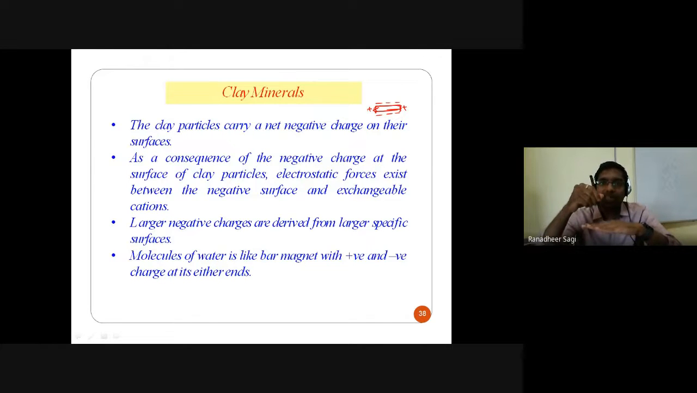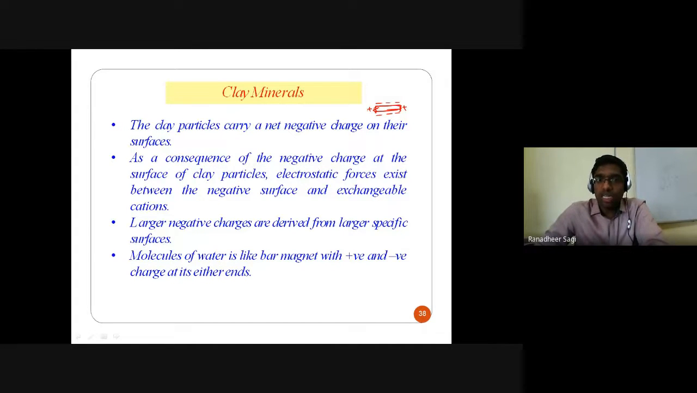So the water molecule gets deposited on the surface of your clay particle, because the surface carries the net negative charge, and the positive ions present in that particular water molecule come and get attracted towards the negative charge accumulated on the surface of your clay particle. Larger negative charges are derived from larger specific surfaces. If the specific surface area of that particular clay mineral is high, the higher the specific surface area, larger is going to be the amount of water that gets deposited on that particular surface of that clay mineral.